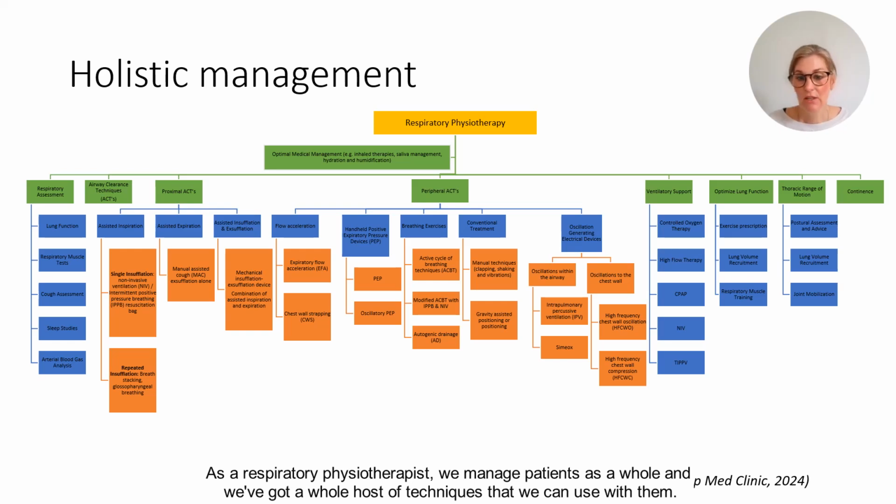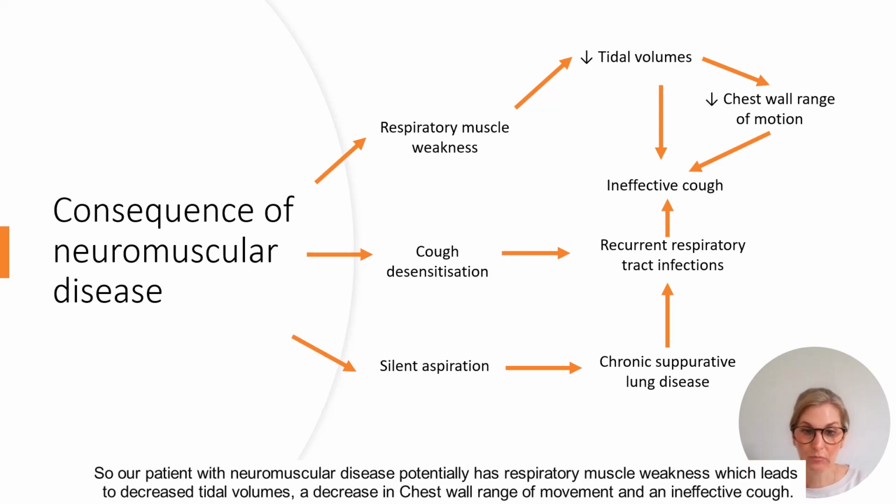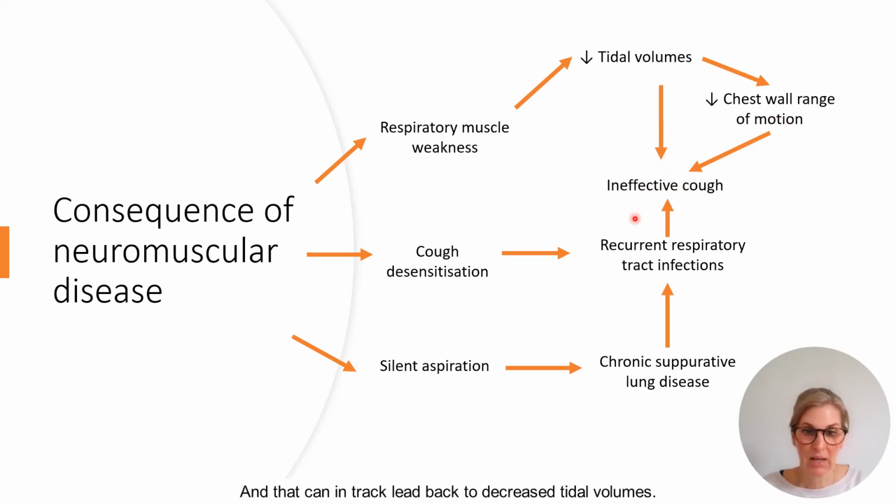As respiratory physiotherapists, we manage patients as a whole, and we've got a whole host of techniques that we can use with them. I just want to have a little look at the consequence of neuromuscular disease. So our patient with neuromuscular disease potentially has respiratory muscle weakness, which leads to decreased tidal volumes, a decrease in our chest wall range of movement, and an ineffective cough. And that can in turn lead back to decreased tidal volumes.